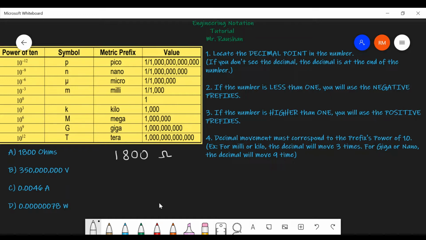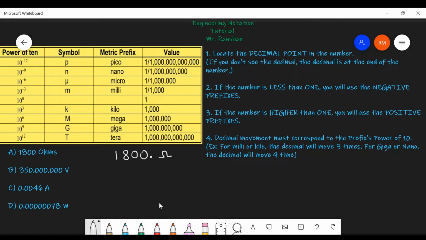If you cannot see it, the decimal point is always going to be at the end of the number. The end of the number is right over here. So you cannot see it, which means it's at the end of the number. All right, so now this is where we'll start our conversion process.